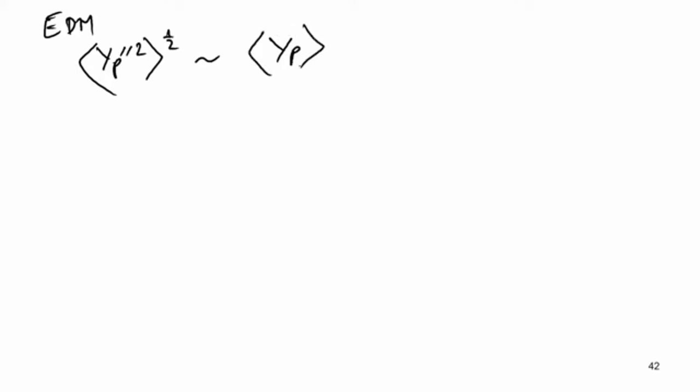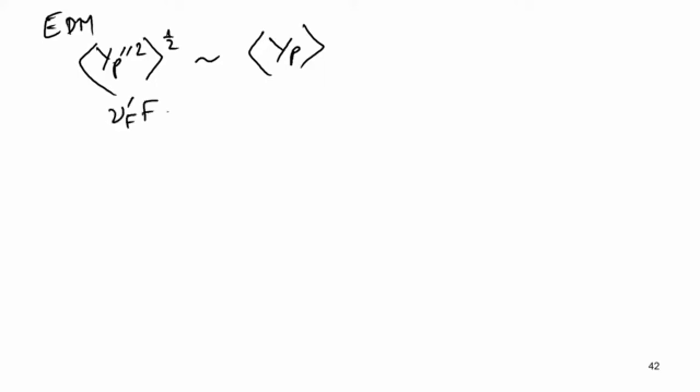Now there is another model called the eddy dissipation model. This was done by Magnussen, and he replaced this (yp double prime squared)^(1/2) with the mean mass fraction, that is, the mean yp.